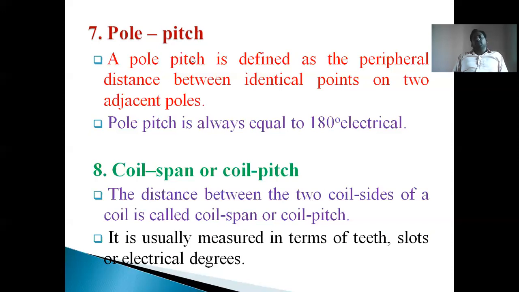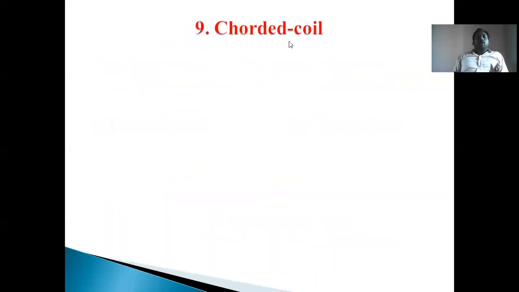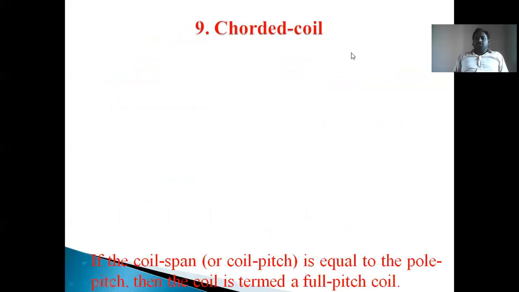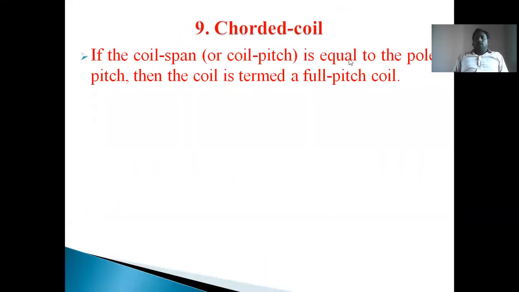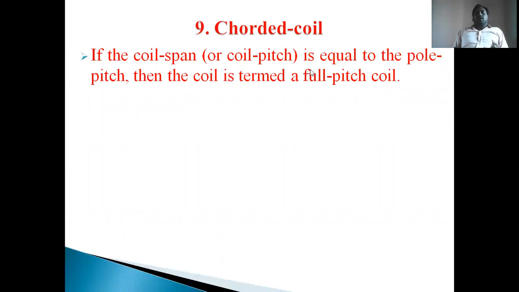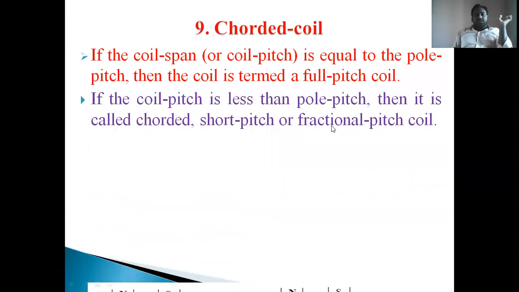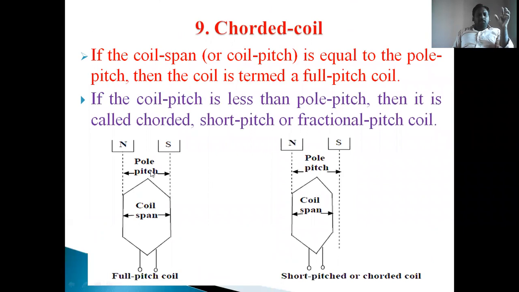Based upon this coil span and pole pitch, we can define the full pitched coils and short pitched coils. See here, when the coil span or coil pitch is equal to the pole pitch, then the coil is termed as full pitch coil. Pole pitch means the distance between two adjacent poles, considering identical points of poles. Coil span means the distance between two coil sides. When coil span is equal to the pole pitch, such a type of coil is called a full pitched coil.